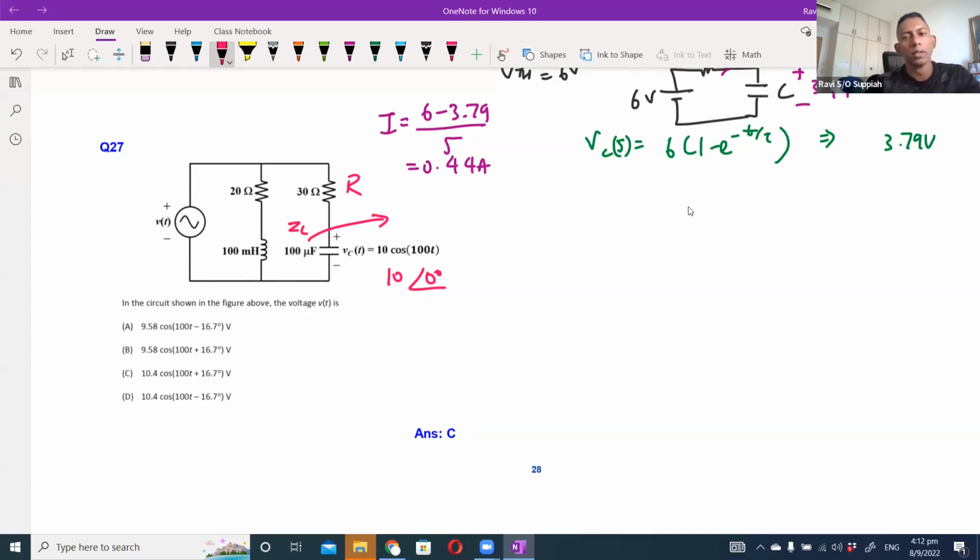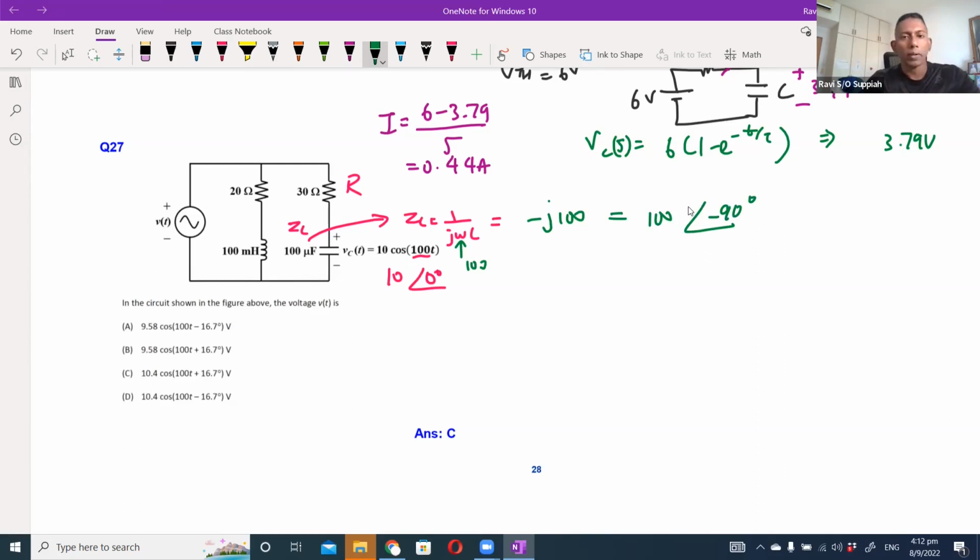So this would be 1 over j omega C. What is omega? Omega is 100. The expression here is always written as cos omega t, so omega is 100. If you calculate this, you will get minus j100. To write this in phasor form is equivalent to writing it as 100 angle minus 90 degrees, because j is 90, so minus j is minus 90.